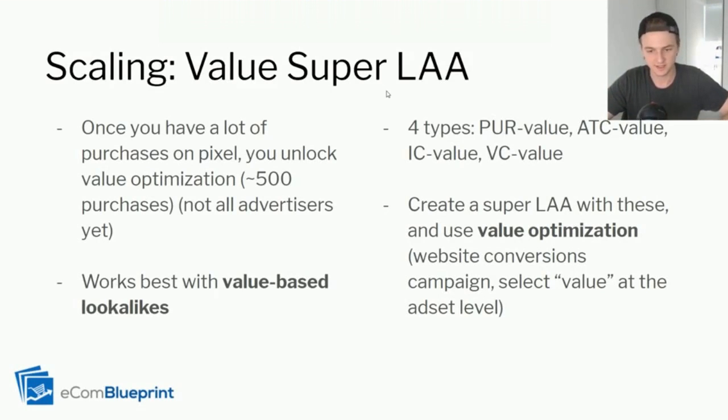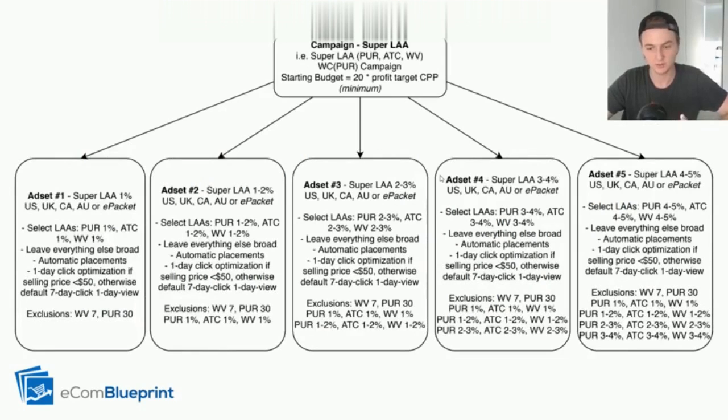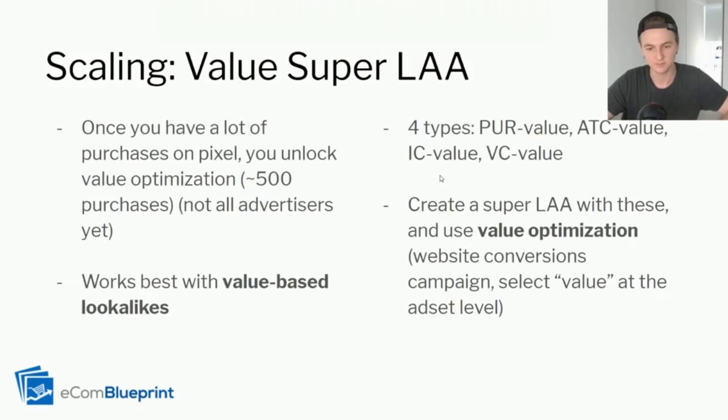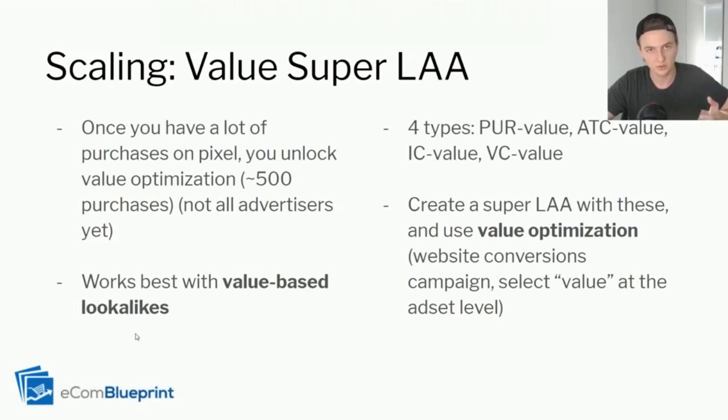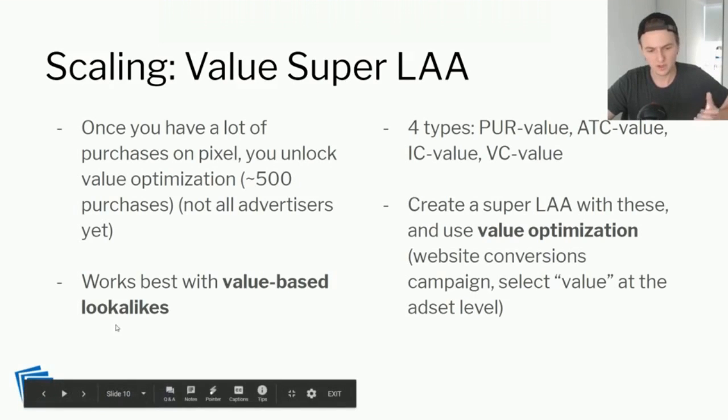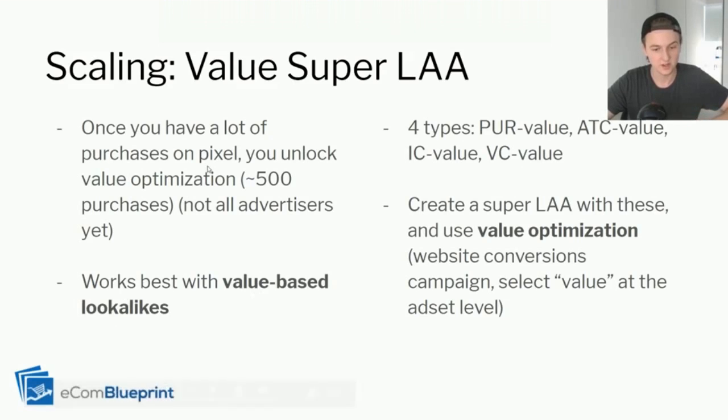And so this is the exact same thing as super lookalikes like I just showed you here, but using value-based lookalikes. And so value-based lookalikes use the value on your pixel. So when someone buys, Facebook knows that they bought, but they also know what they bought, how many items, and what the value of the purchase was. And so using value-based lookalikes, Facebook looks for people that are likely to spend a lot on your website. And so value-based lookalikes work really well, and they also work best with value optimization.